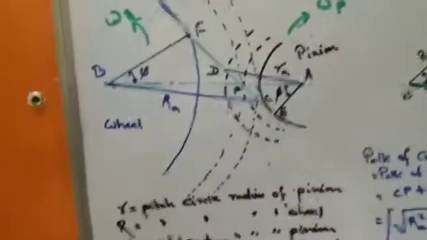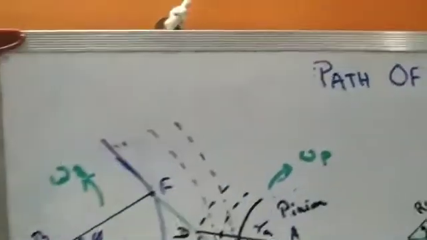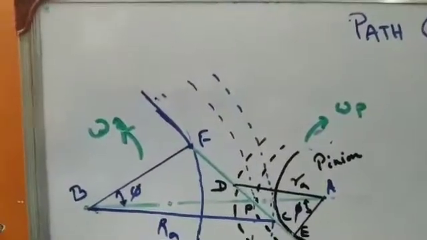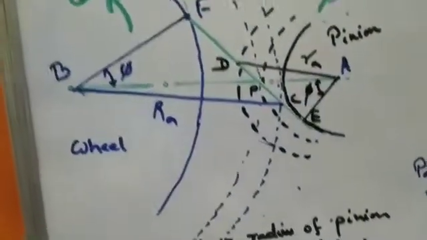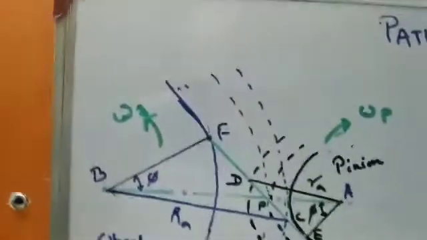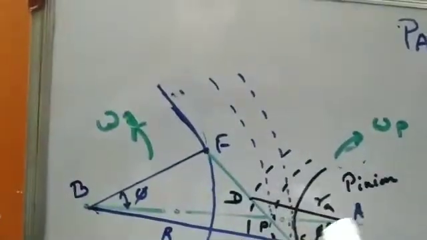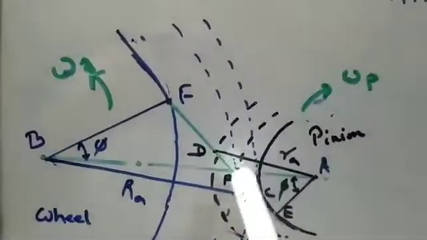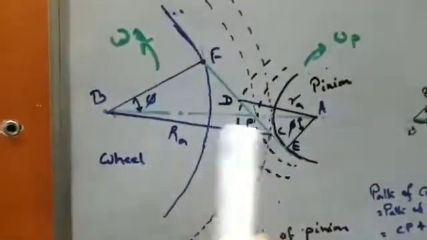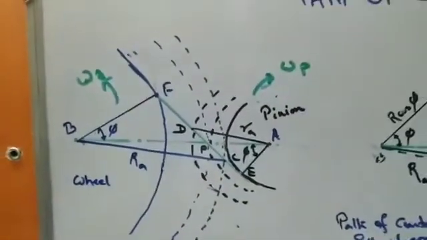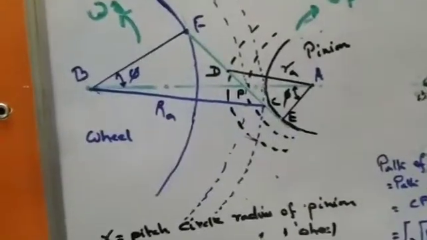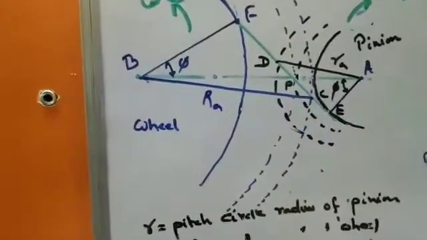Now over here we can take certain conditions. We represent small r as the pitch circle radius of the pinion, and capital R as the pitch circle radius of the wheel. This small r is taken from here to here, connecting the center to the pitch circle. Small r represents the pitch circle radius of the pinion, and capital R, not shown over here, represents the radius of the pitch circle of the wheel.